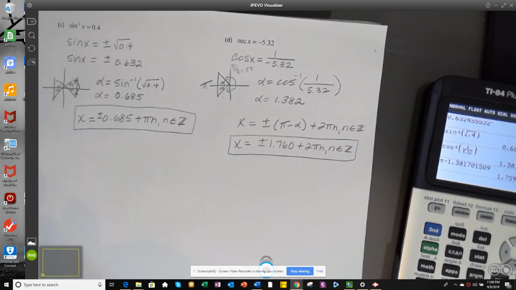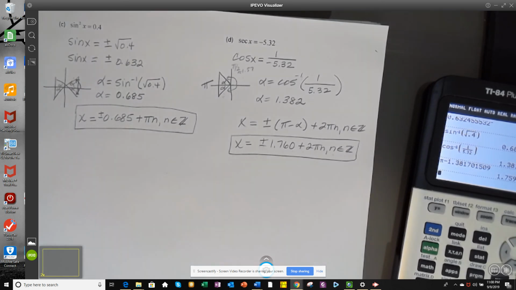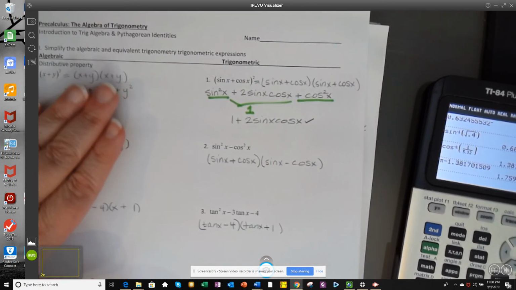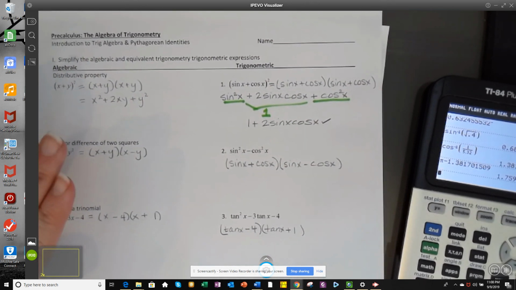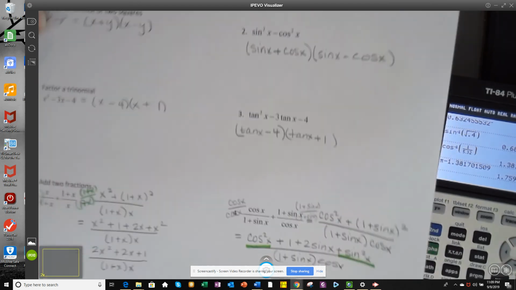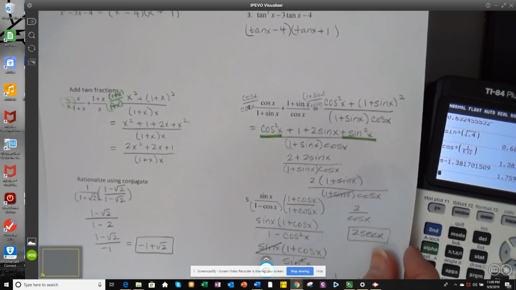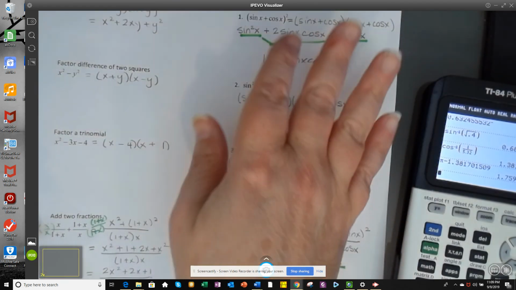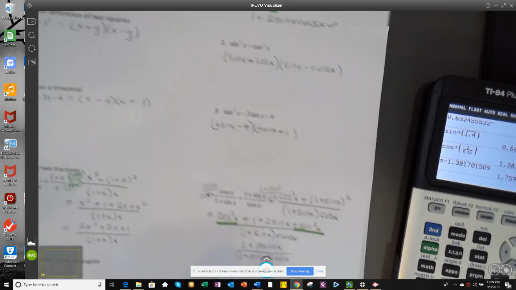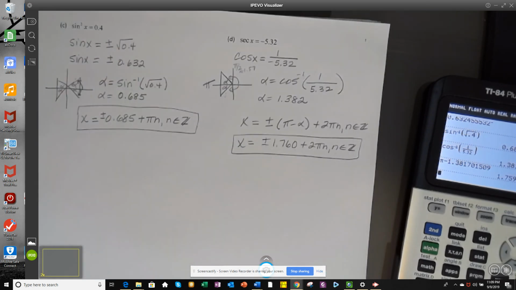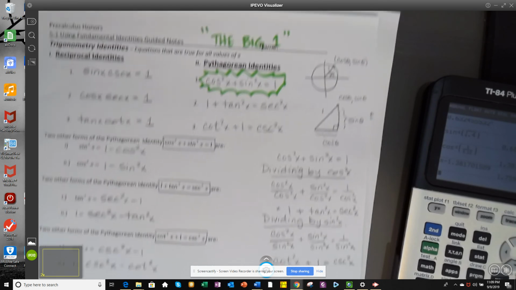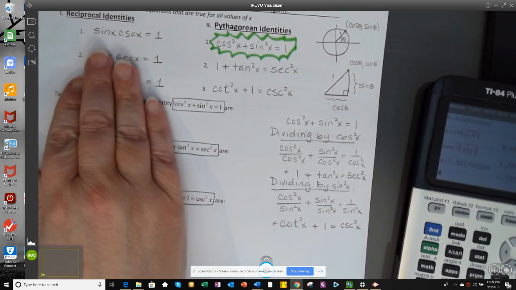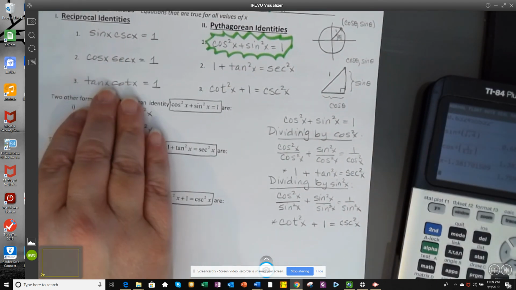So that's it. I went over. Let's summarize really quickly. Introducing the algebra of trig, which means we can factor, we can expand, we can find common denominators, and we can use the conjugates, both with algebra and trig. And if we use it with trig, we'll simplify our expressions. We also learned about the reciprocal identities, where if you multiply two trig functions, you get 1. Those are really nice ones.